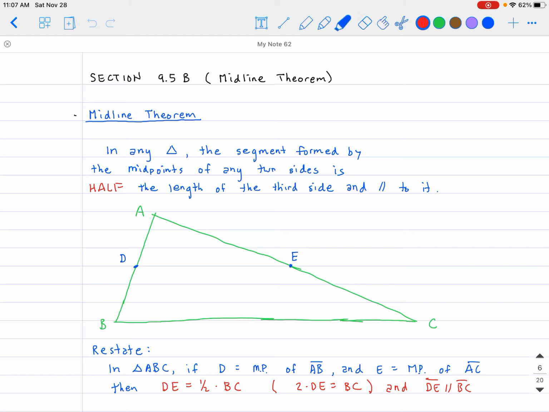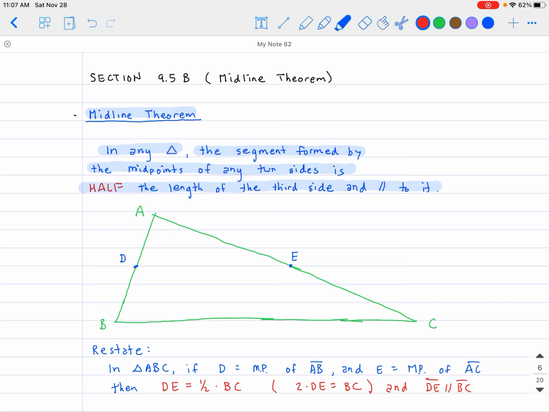Okay, so let's dive into the big piece of it, which is the midline theorem. The midline theorem says that if you have any triangle, the segment formed by the midpoints of any two sides is half the length of the third side and is parallel to it. This one is very, very important because of what it's saying in the picture.